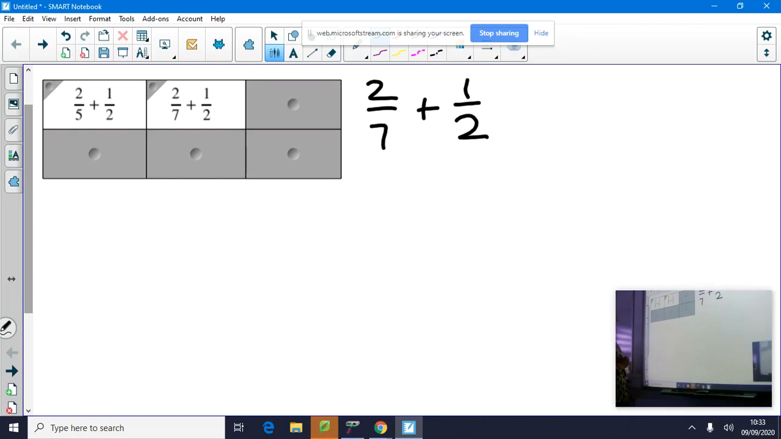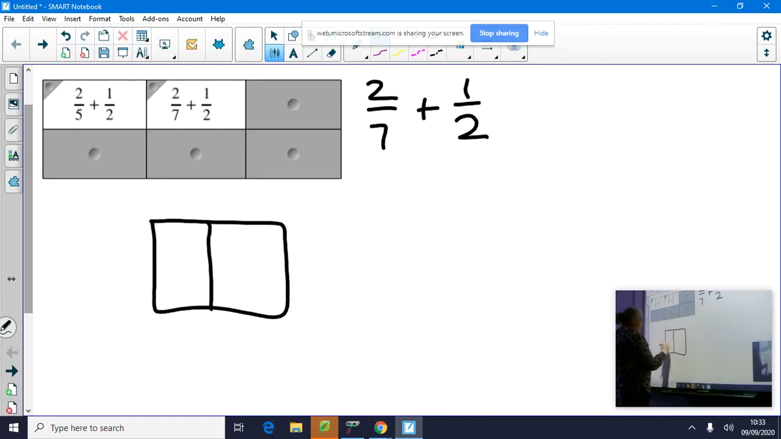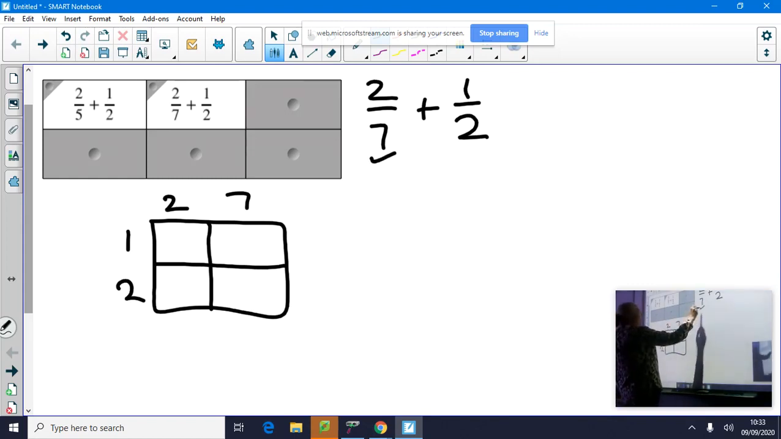Okay, 2 sevenths plus a half. Michelle said, do a box, make it into 4. 2 sevenths: the first one can go there, the second one go there. 2 sevenths, yep. And 1, 2. Then Michelle said, put a kiss there.